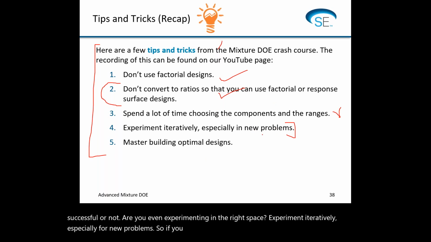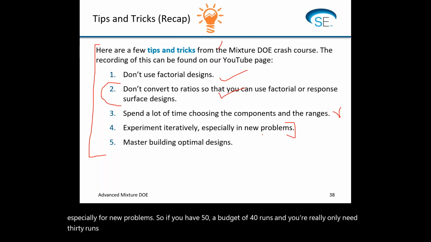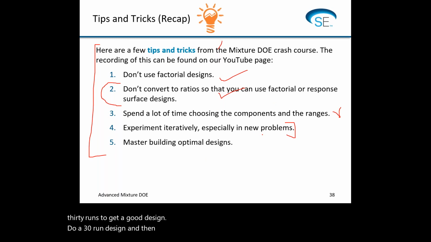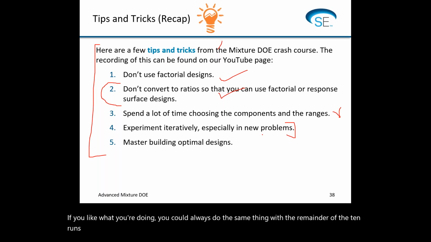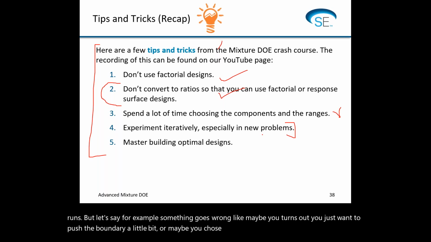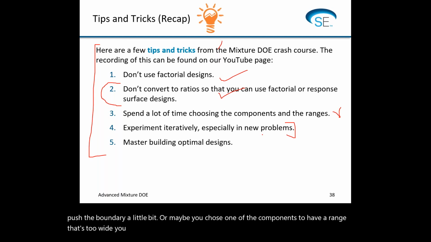So if you have a budget of 40 runs and you really only need 30 runs to get a good design, do a 30-run design and then save the 10 runs, kind of set them on the side. If you like what you're doing, you could always do the same thing with the remainder of the 10 runs. But let's say, for example, something goes wrong, like maybe it turns out you just want to push the boundary a little bit, or maybe you chose one of the components to have a range that's too wide. You could then add those 10 runs to kind of fine tune your results based on the first pass of the experiment. Okay, so you don't have to do everything.